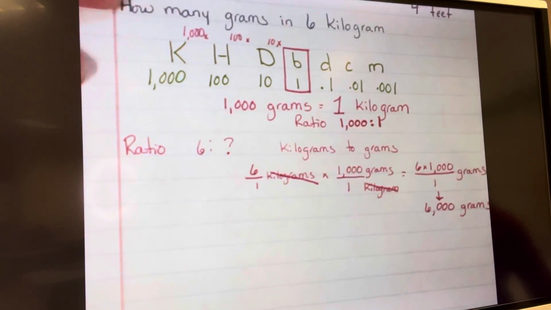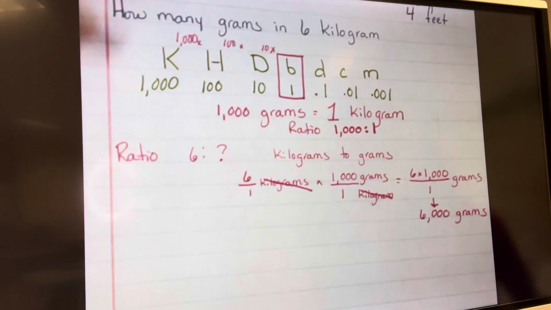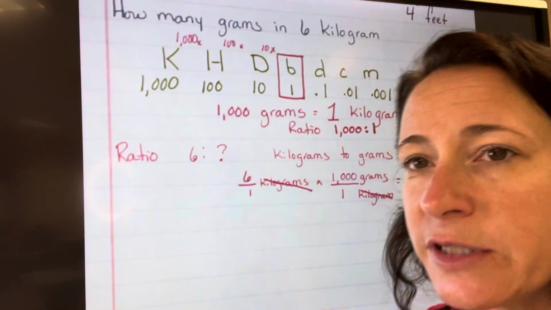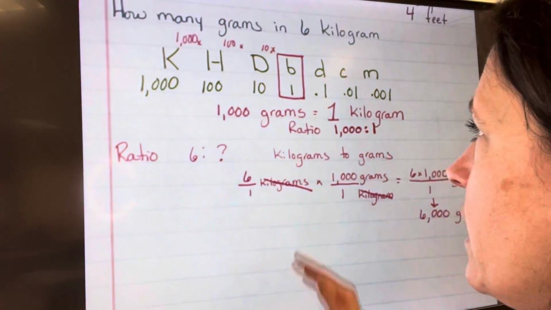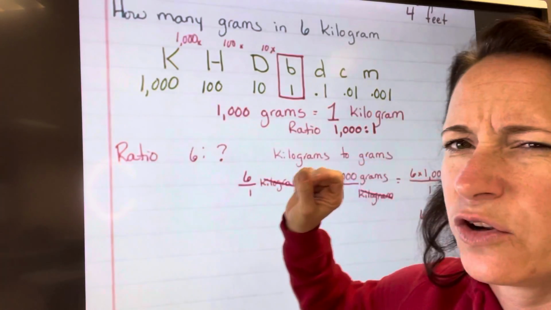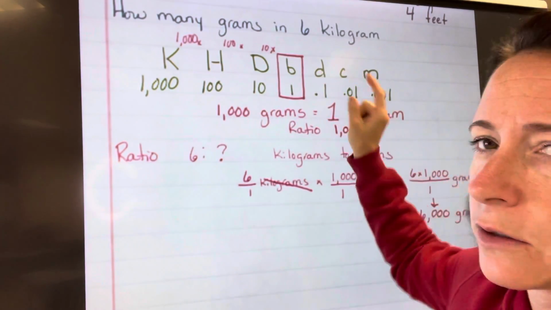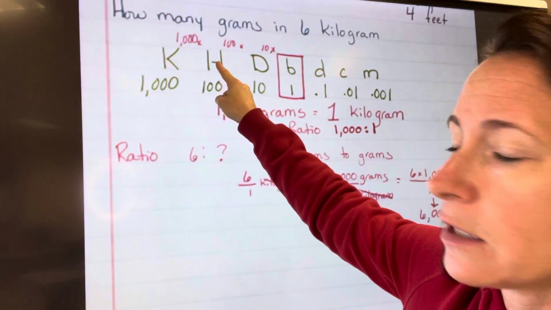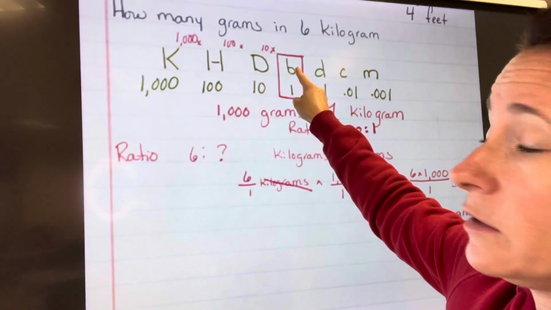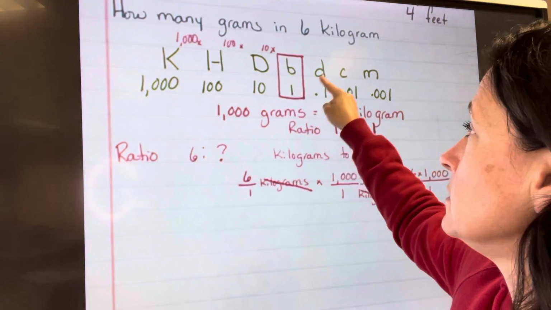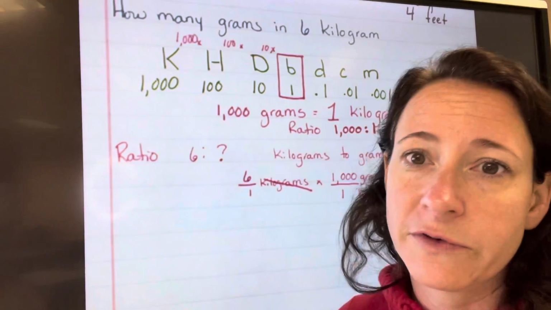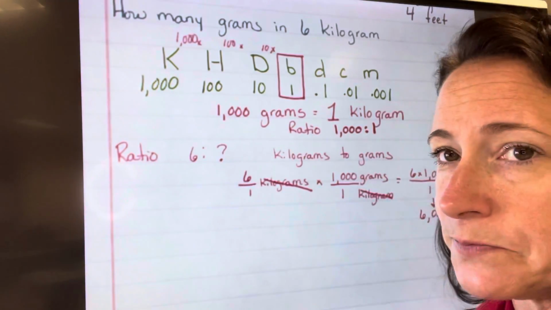So here we have the metric system, okay? And it says how many grams are in 6 kilograms. So what I've done is kind of created, I don't know if you guys remembered, King Henry died by drinking chocolate milk. Kilo, hecta, deca. This is your base unit, okay? Deci, centi, milli. Hopefully you remembered this from last year.